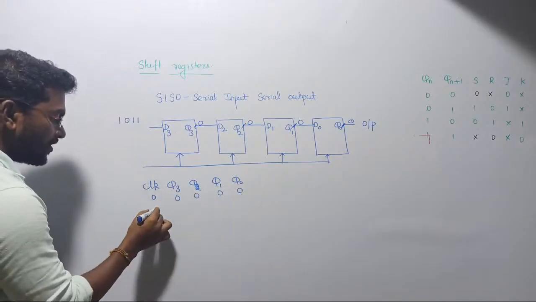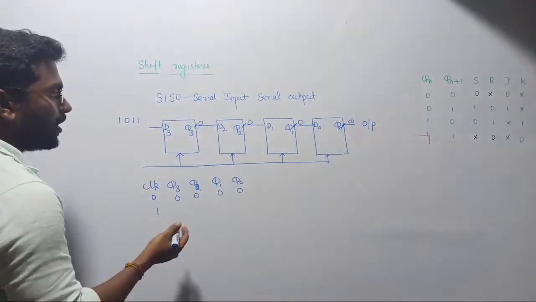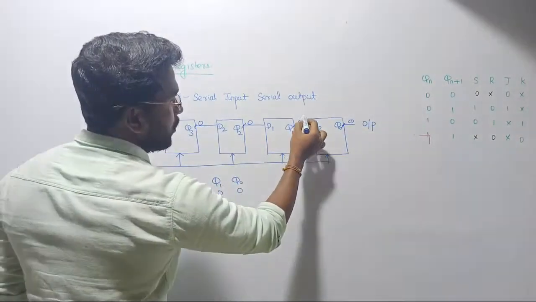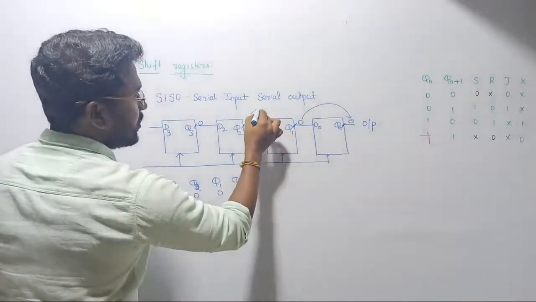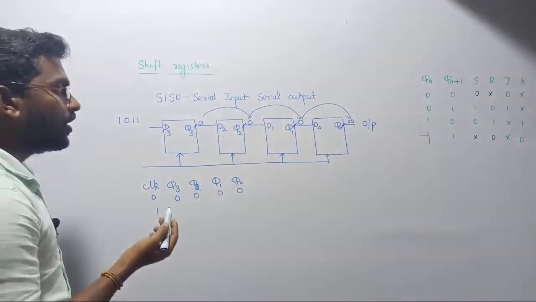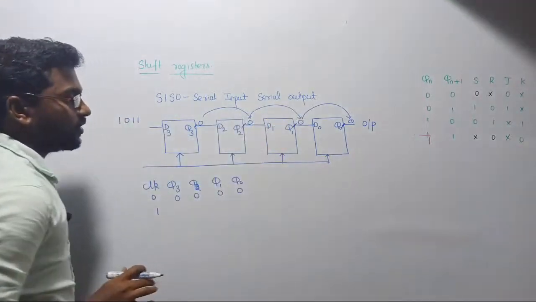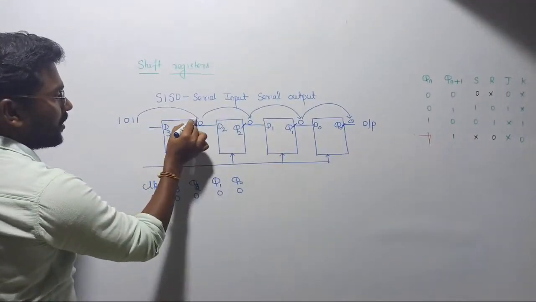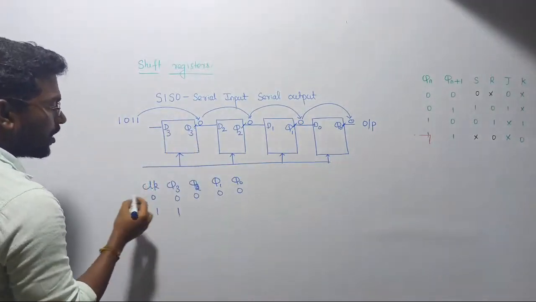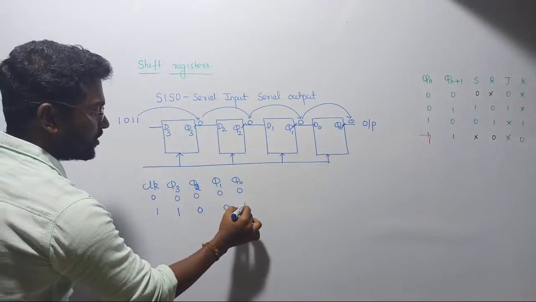Now when we give the first clock, what will happen immediately when we are synchronizing all flip-flops together? This 0 will be transmitted here, this 0 will be transmitted here, and this 0 will be transmitted here, because this is a D flip-flop. Simply the data will be transferred. The first bit will enter here, such that in the next state Q3 will become 1, and the rest are going to be 0.